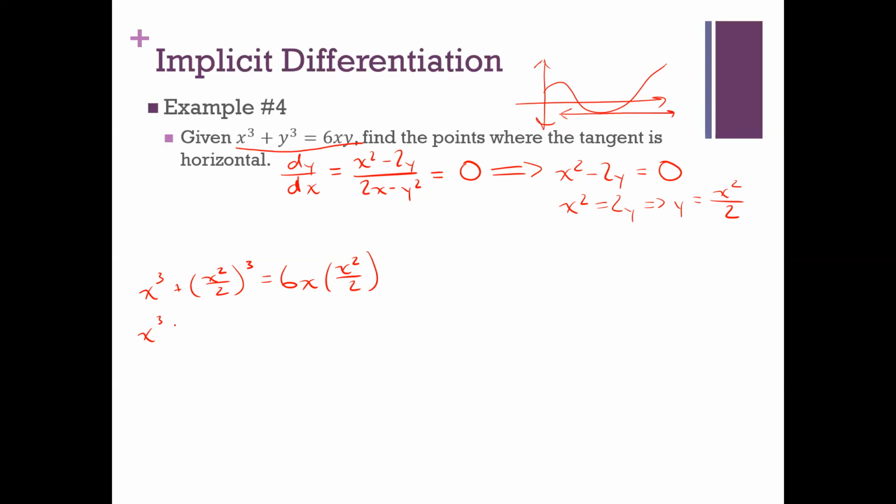X cubed plus 1/8 x to the 6th equals 3x cubed. So 1/8 x to the 6th minus 2x cubed equals 0. I don't like the fraction, so I'll multiply both sides by 8.